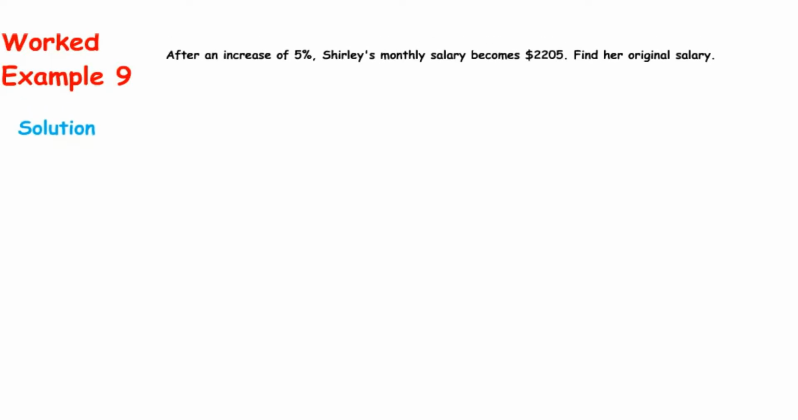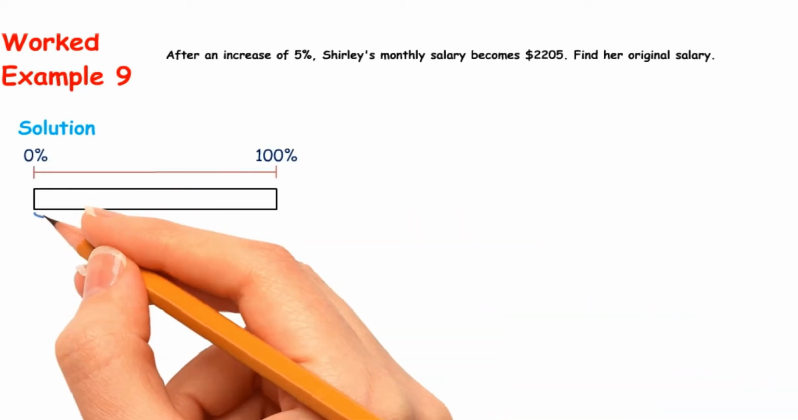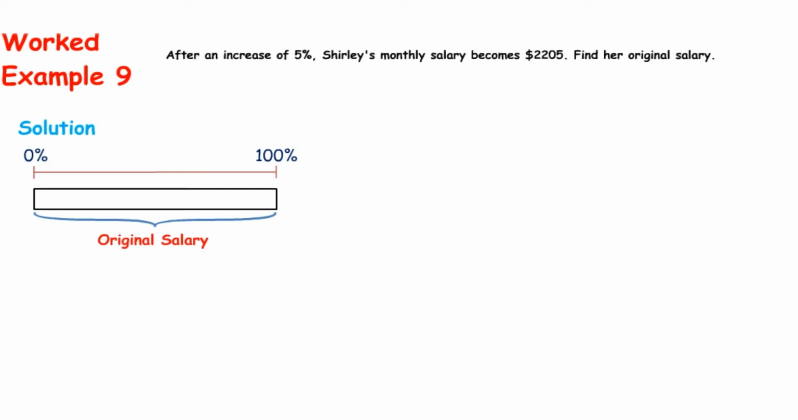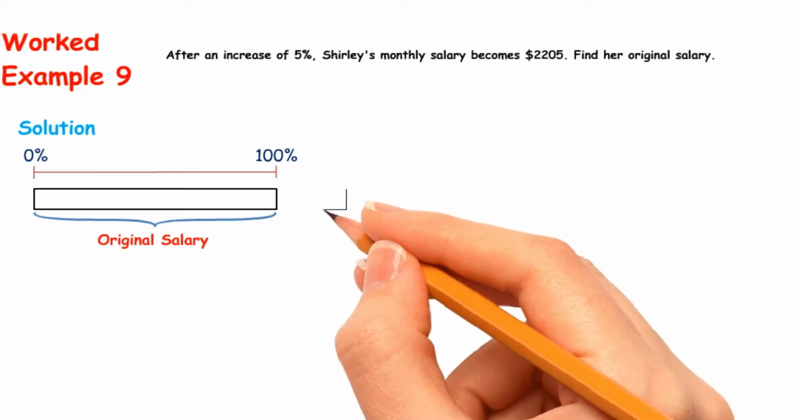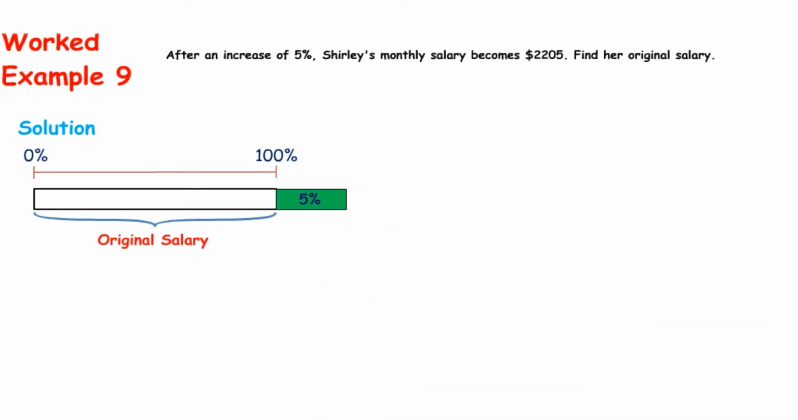After an increase of 5%, Shirley's monthly salary becomes $2,205. Find her original monthly salary. Her original salary would be 100%. Now, 5% has been added to her salary, and her salary becomes $2,205. Here we are going to find the original salary.